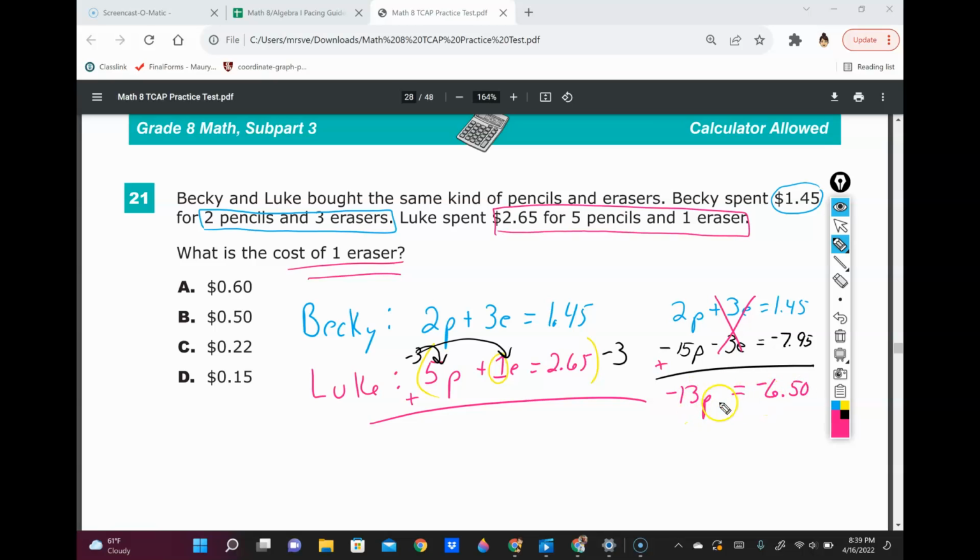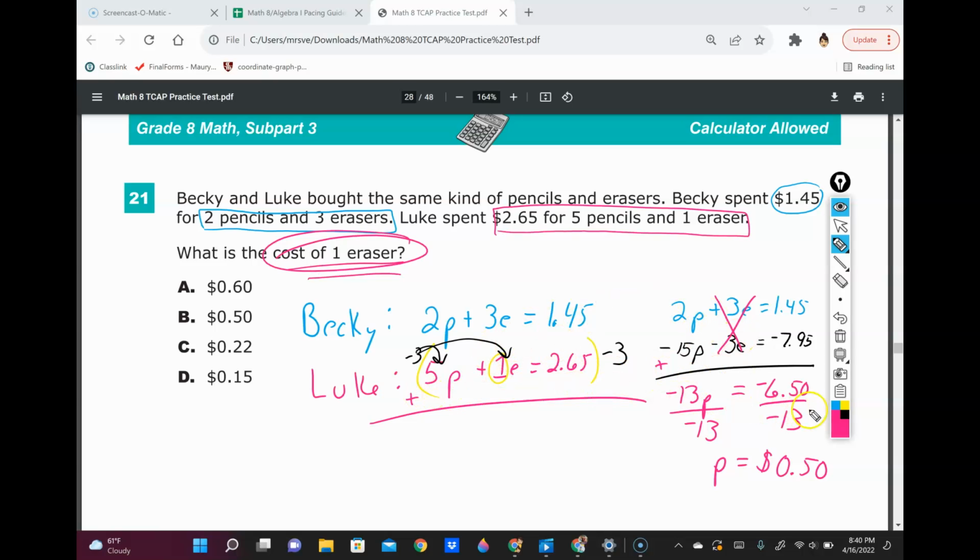So then what we're going to do is just solve this simple equation, dividing by the coefficient, negative 13, and P, remember, stands for your pencil, is going to be 50 cents each. Now remember, we're trying to solve for the eraser, so don't circle or choose 50 cents just yet. We've got to figure out what the eraser is. So you can plug 50 cents into any of these equations.